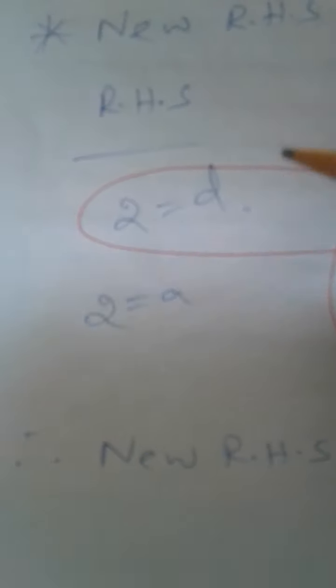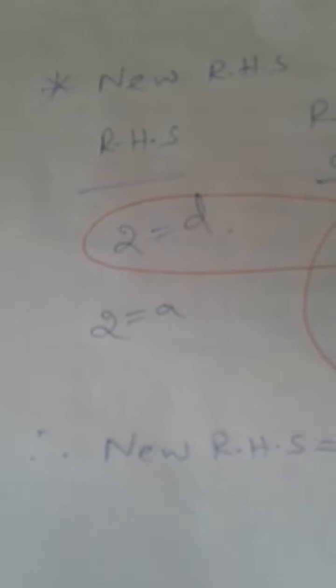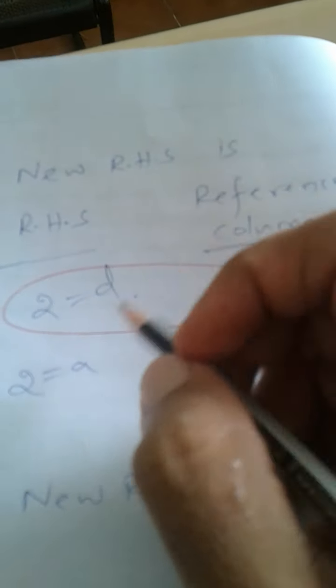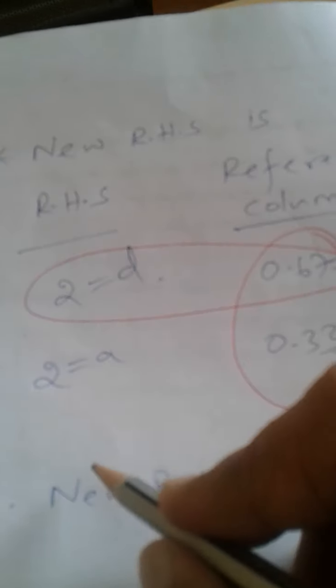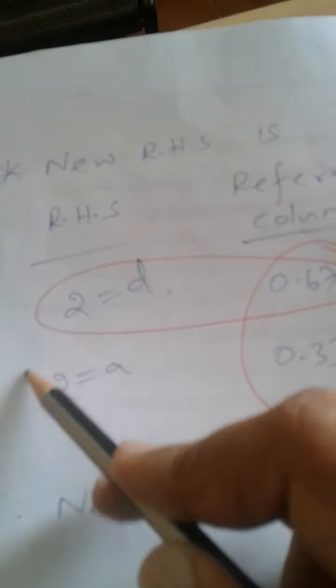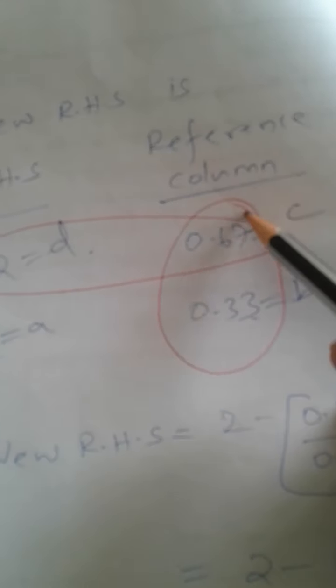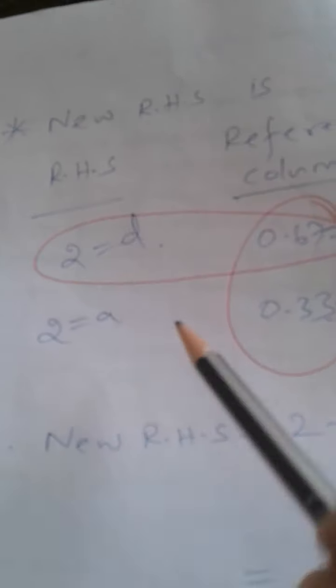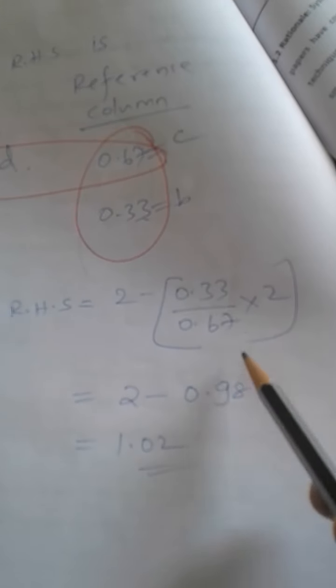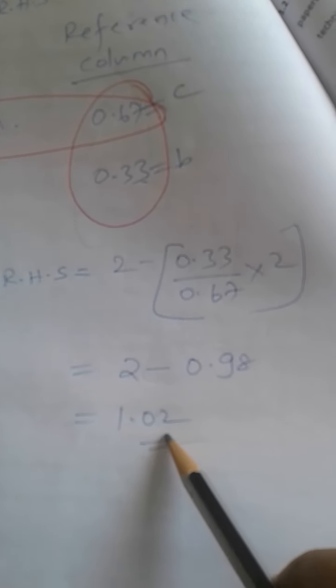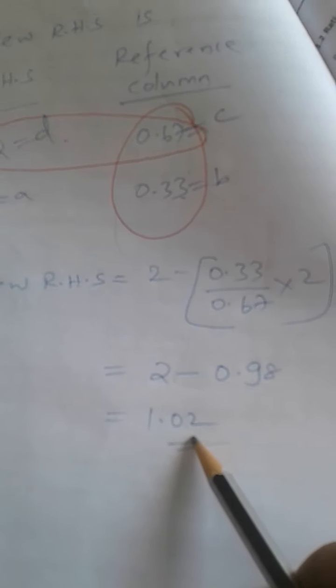Now a similar thing also has to be done for RHS. Just remember this particular calculation. Many of them will forget to calculate the new value for RHS. So this is how we are supposed to consider. We are going to consider the RHS column, as well as the reference column, and the same way we are going to calculate it, and after applying the equation we are going to get this answer. 1.02 will be the answer.